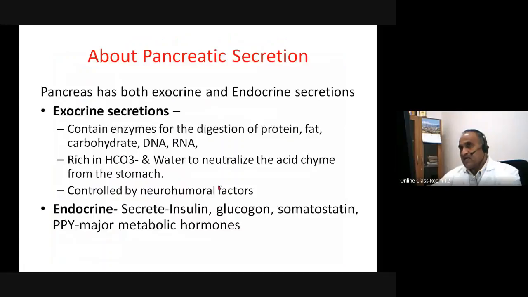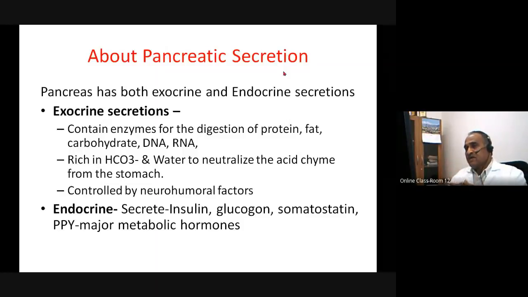And to start with, the pancreas is a mixed gland. It has both exocrine and endocrine secretions. Exocrine are those secretions which are coming through the ducts. The endocrine are those secretions which are entering into the blood. Maybe I should clarify what exocrine and endocrine are. Endocrine are those endogenous substances which are released into the blood and act at a distal site.